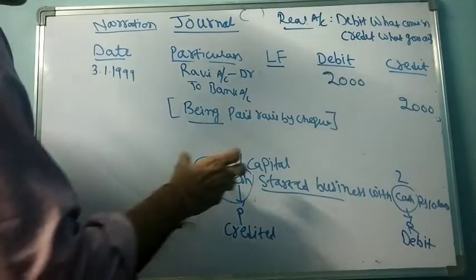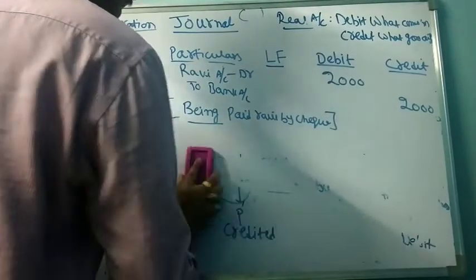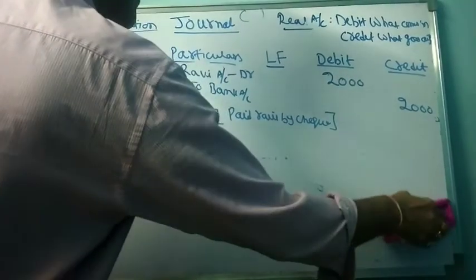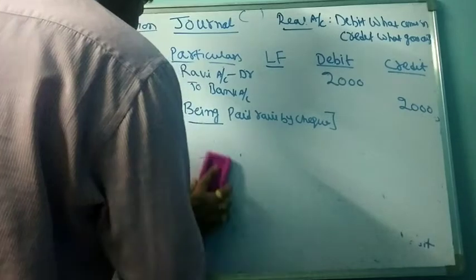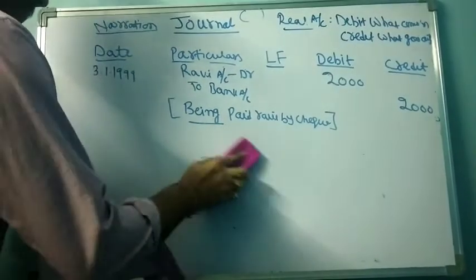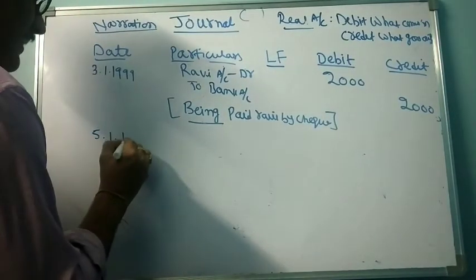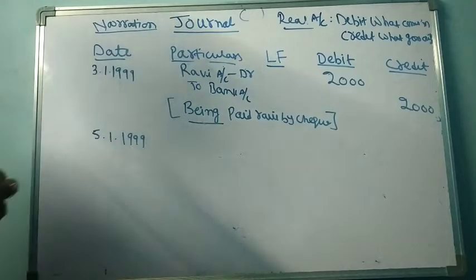Now let us see how to record this in the journal. Let us assume the date, 5th January or 4th January, whatever the date may be. It should be in chronological order, date wise. 5th January 1999. Always the debit part should be recorded first.